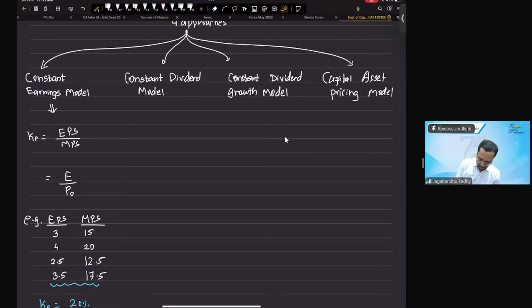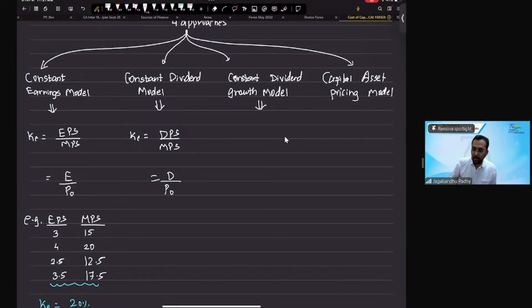Then constant dividend model. Now, constant dividend model is similar to this constant earnings model, wherein this model says that cost of equity, the rate of return equity shareholders require, is going to be dividend per share upon market price per share, or you call it simply D upon P0. So here we are looking only at dividend as a sort of return the equity shareholders are getting, right?